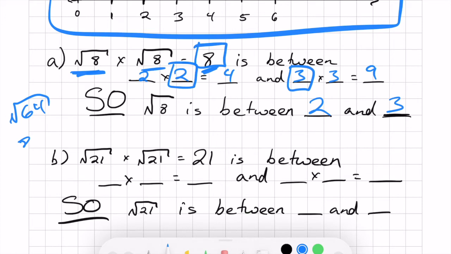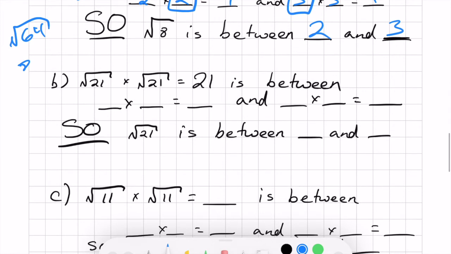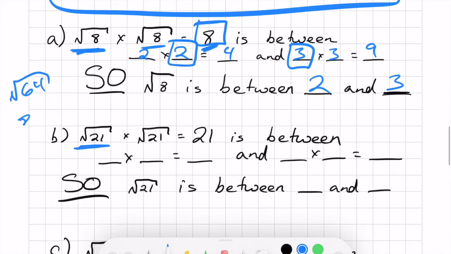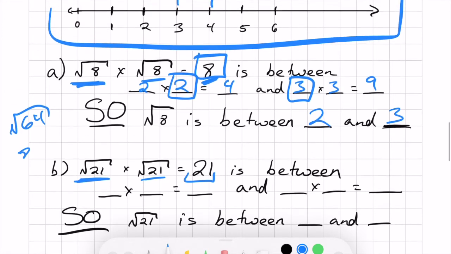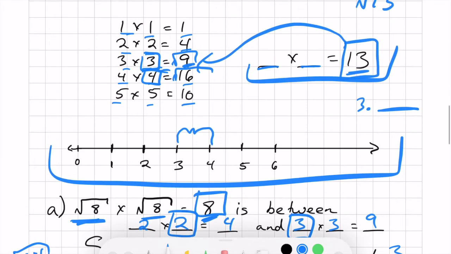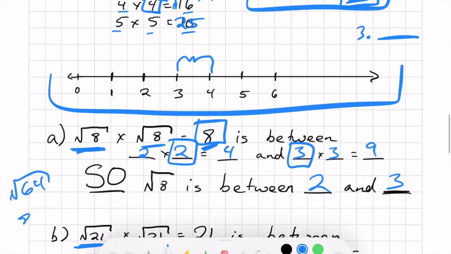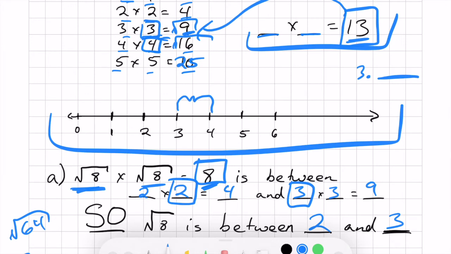So let's do this again. I am looking for where the square root of 21 fits on the number line, right? So all I'm going to do is multiply it by its same square root, and then I get 21. And if I look back, right, 21 is not on here yet. Oops, why did I put 20 there? That should be 25.